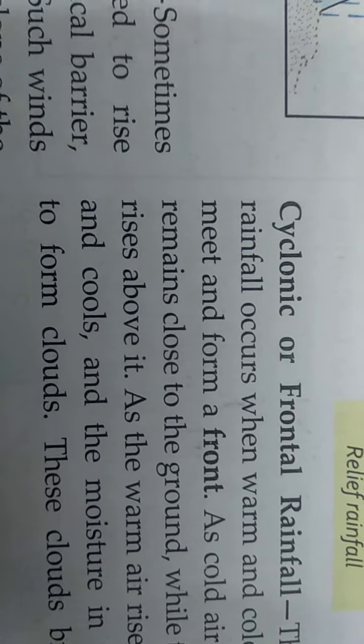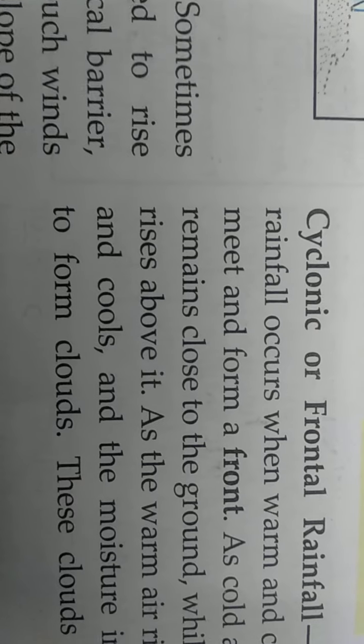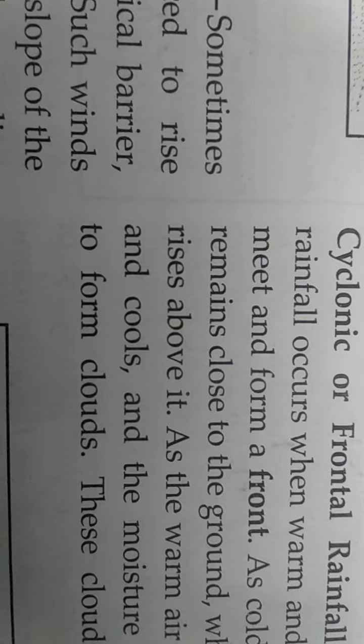Next is cyclonic or frontal rainfall. This type of rainfall occurs when warm and cold air meet together at any place. Like here, warm air is coming and cold air is coming. It is joining in this place, so this is known as a front. The cold air is denser, while the warm air, as we have told you, is hot, so it is light. This is cold, so it is heavy. So the warm air rises up and the cold air takes its place.